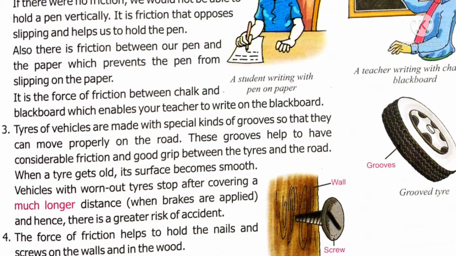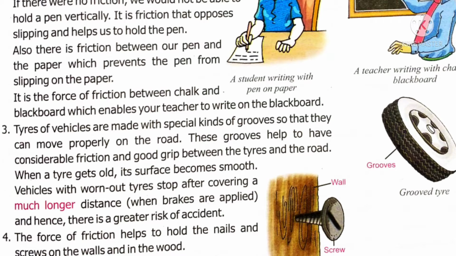After many days, the tires of the vehicle become smooth. That is the reason when the driver applies the brake, it is difficult to stop the vehicle, because there are fewer irregularities on the old tire, which does not allow the moving vehicle to stop on applying the brake. This leads to a major accident. So what do we have to do? We have to change the tire now and then.